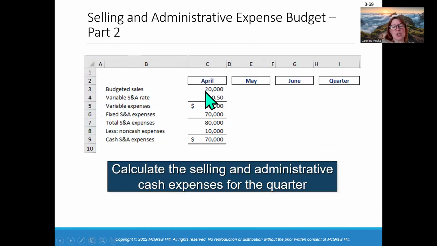So our budgeted sales from our sales budget, we have to pay our salespeople 50 cents per sale. That gives us a total variable expense of 10,000. We add our fixed expense of 70,000. That gives us 80,000. And then we subtract out this depreciation because that's not cash. So that brings us back down to 70,000.